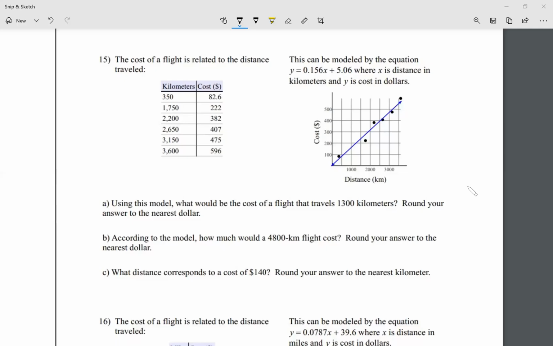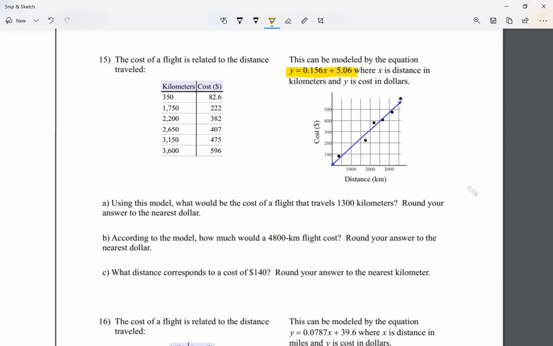Now we're going to be using equations. What does equation mean? It's basically something when there's an equal sign in there. So I'm going to use equations. I have information as a table, and I'm going to use graphs. You guys can see the graph there. This is the cost of a flight related to the distance traveled.